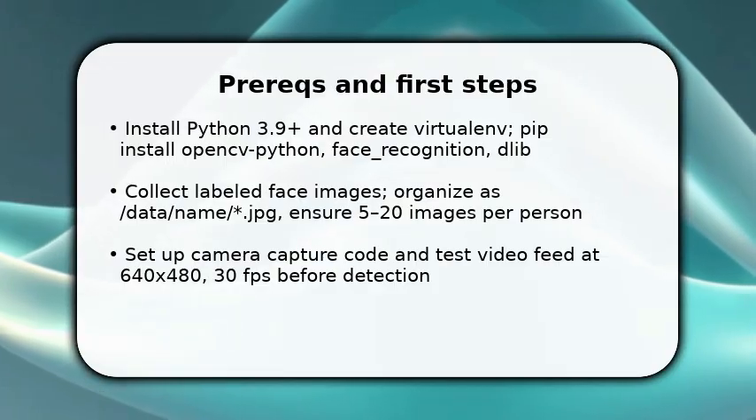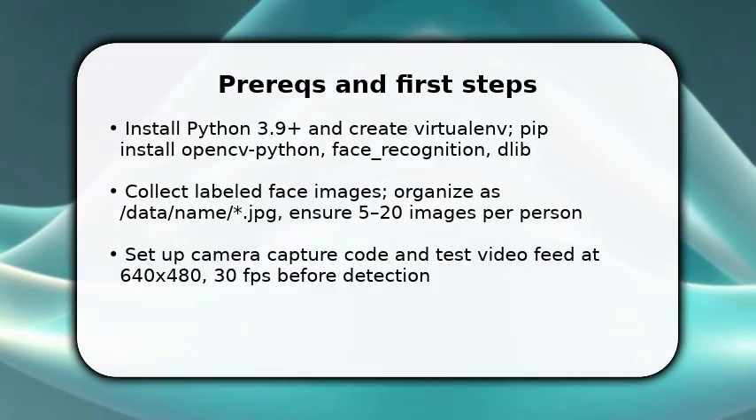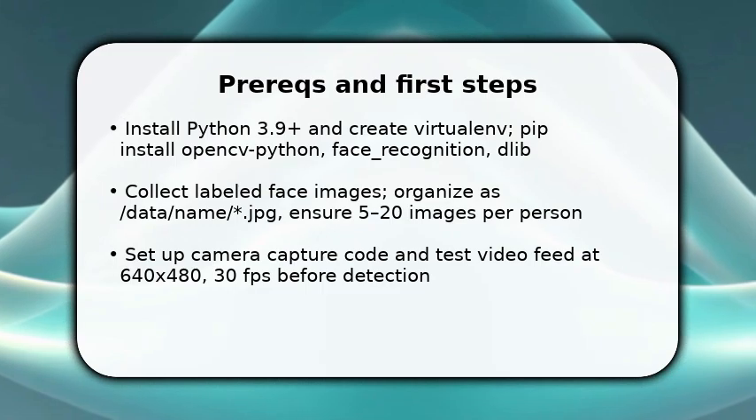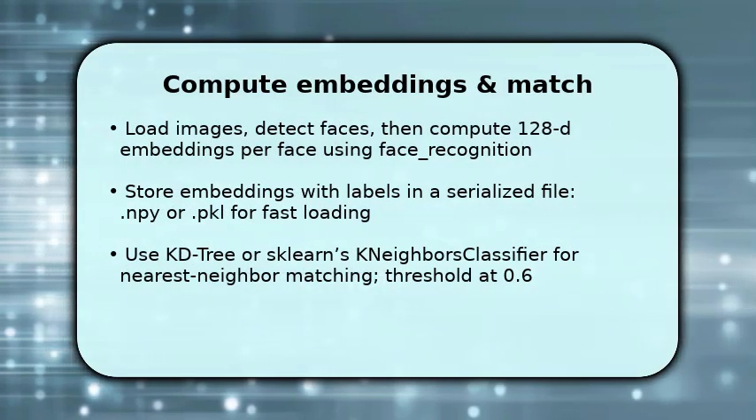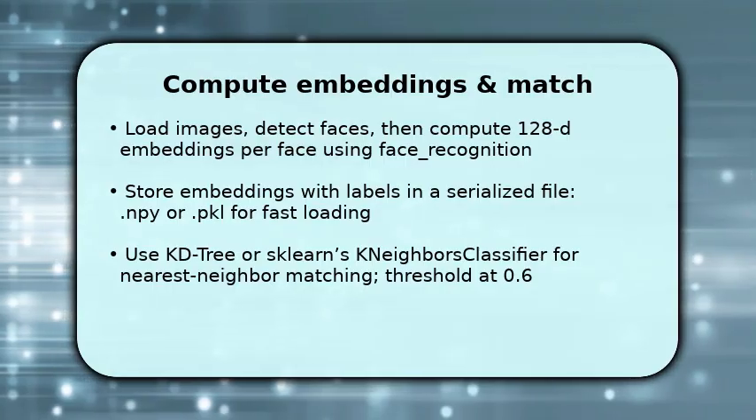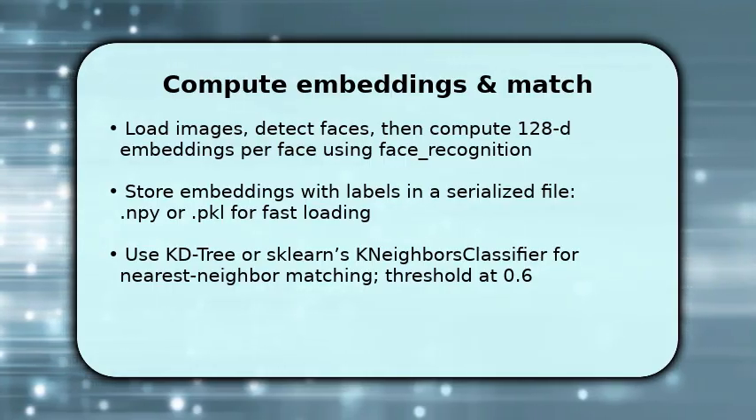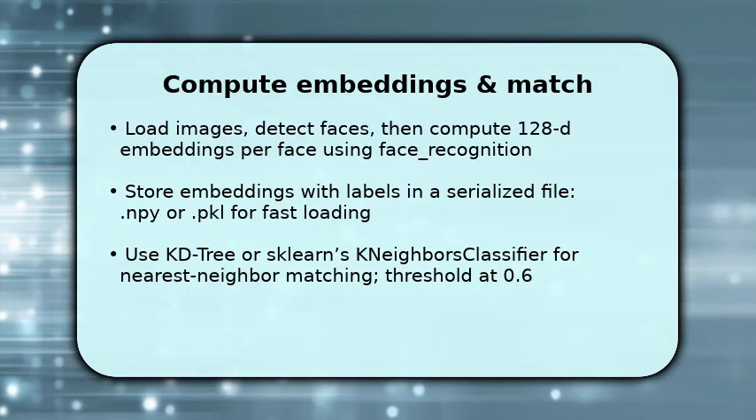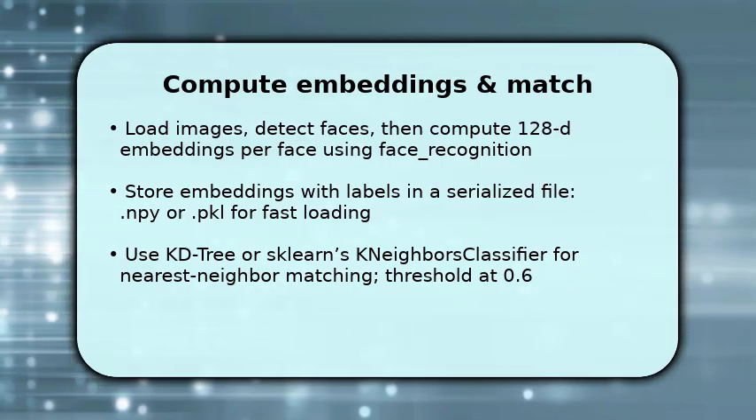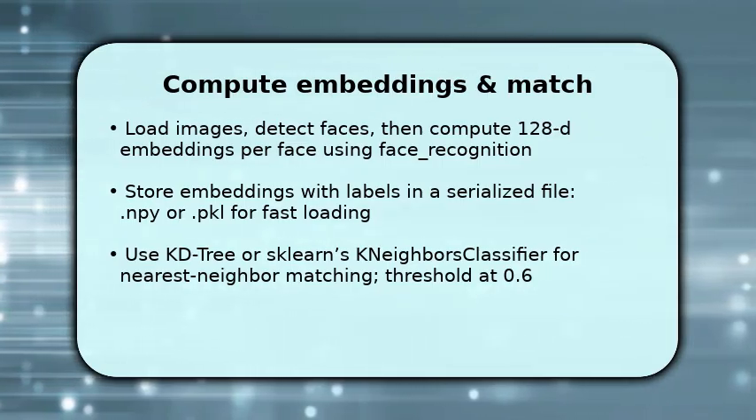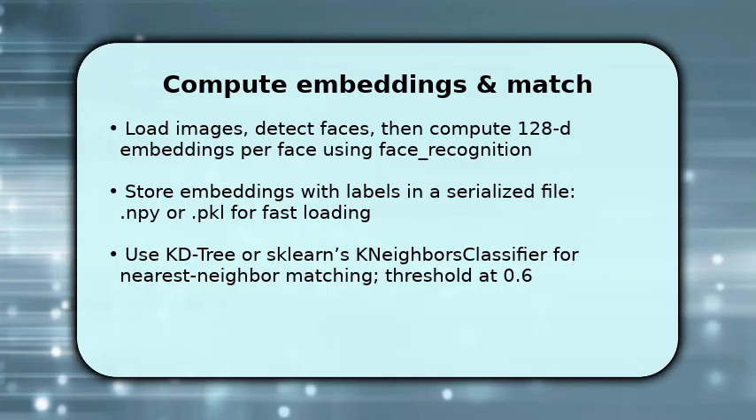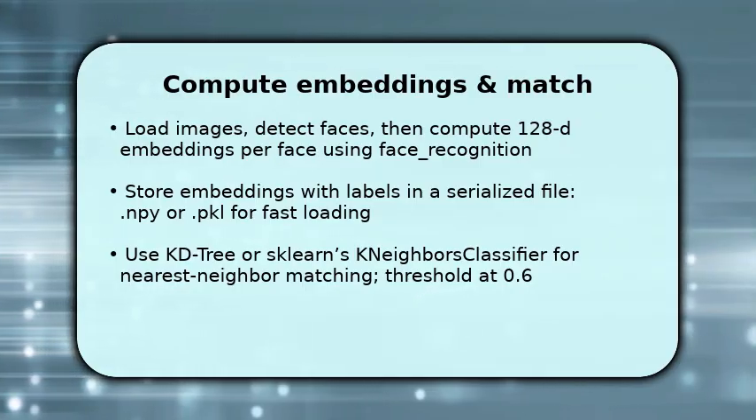roughly 30 FPS. Make sure the feed is stable before adding detection so you avoid later timing issues. You now convert images into numeric representations, detect faces in each training image, and compute 128-dimensional embeddings. Once you have embeddings, store them with labels in a serialized file like NPY or PKL so loading is fast in production. Then implement a matching step.